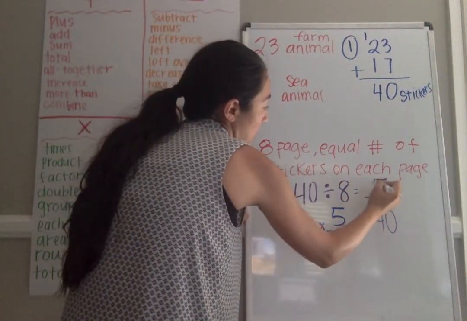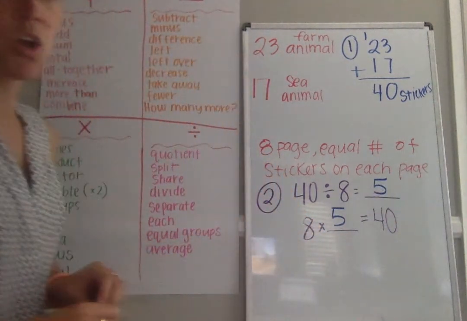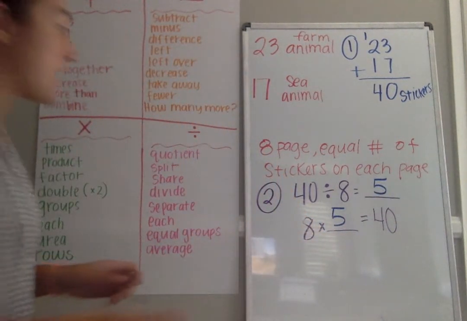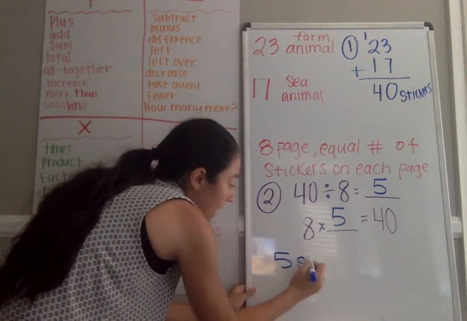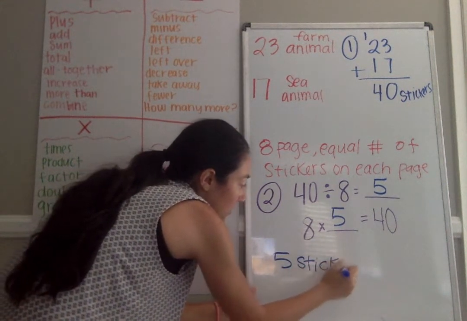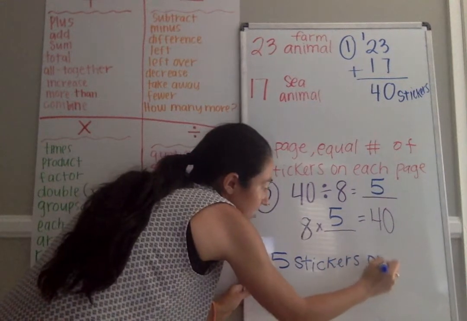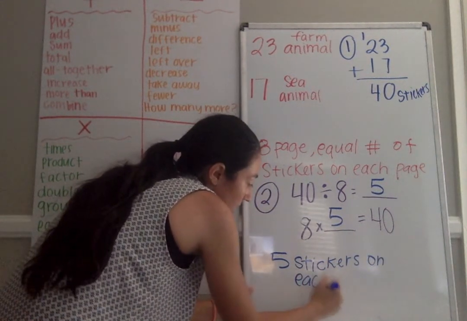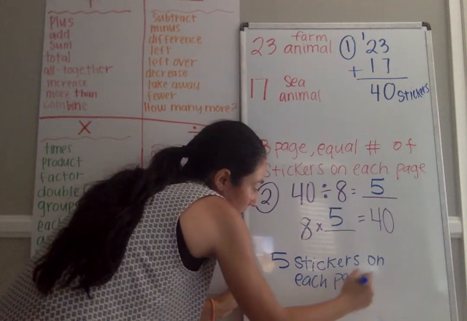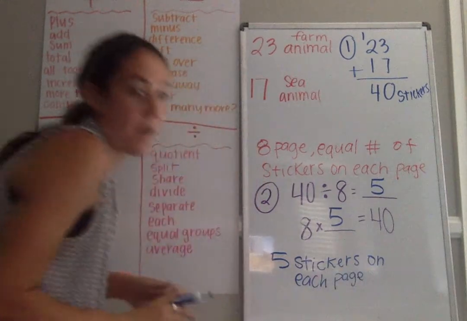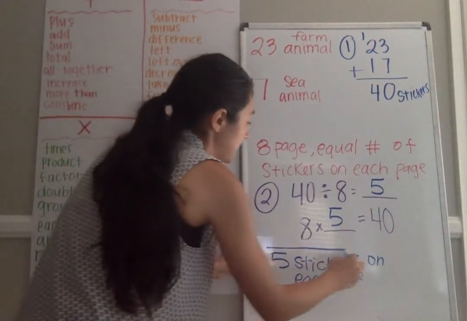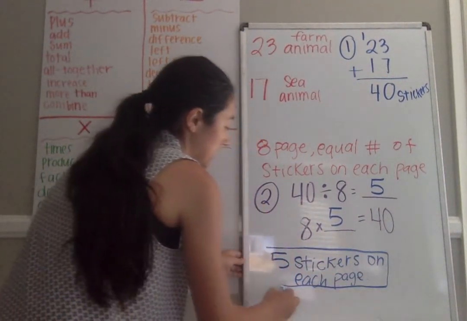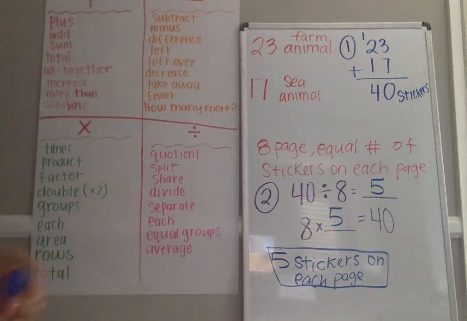So now I know that 5 stickers were put on each of the 8 pages. So I'm going to put that as my answer. 5 stickers on each page. Okay, now I have my answer. The last thing I need to do is box it. Okay, so that is my answer to number 1.